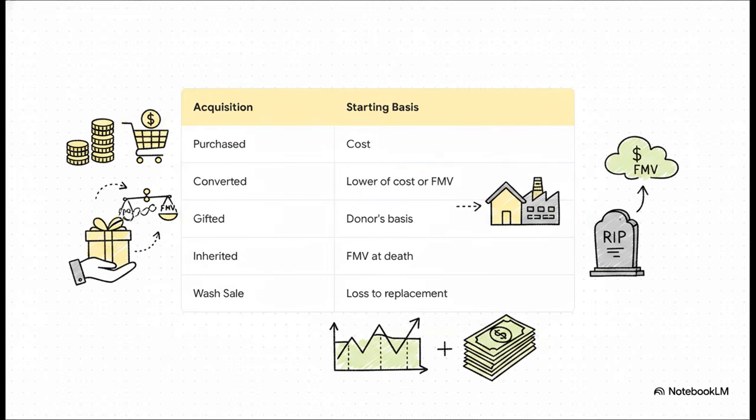For gifted property, you generally use a carryover basis, meaning the donor's adjusted basis just transfers right over to the recipient. The only time that changes is if the dual basis rules for losses kick in, which means you'd use the fair market value at the date of the gift if it's lower, just to prevent shifting built-in losses. Inherited property gets a step up or a step down in basis to the fair market value at the date of the decedent's death. And for stock acquired through a wash sale, you just add the disallowed loss to the basis of the replacement shares.